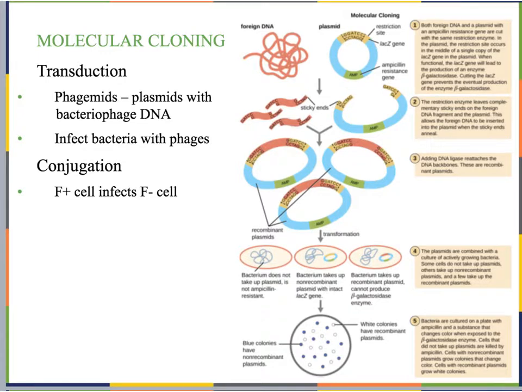So we had our transformation, which is the most common one, which is why we spoke quite a bit about that, and the different ways to make cells competent and get that DNA into the cell. But we can also use transduction and conjugation. So transduction is using phagemids, which are plasmids within the bacteriophage DNA, or with bacteriophage DNA. So this would be using our bacteriophages, and when we are manipulating those bacteriophages or the plasmids within them, then we can use those to infect or to inject their DNA into bacteria.